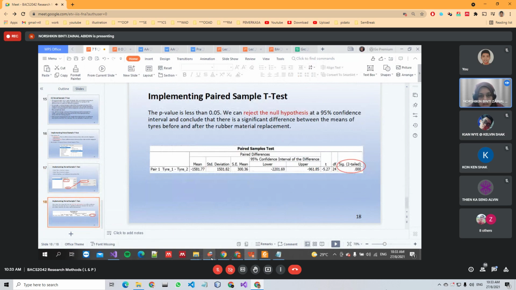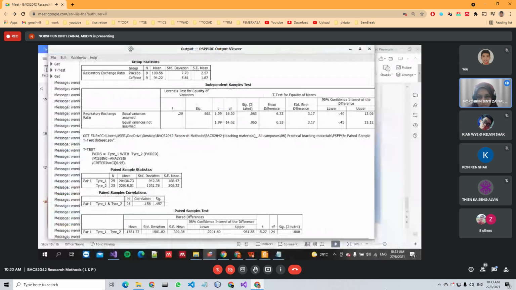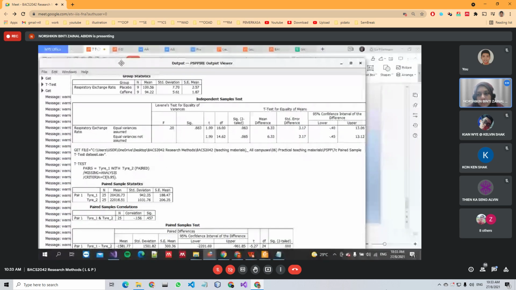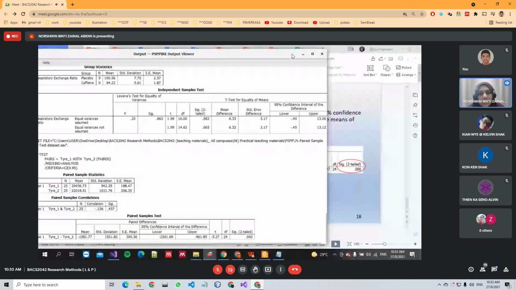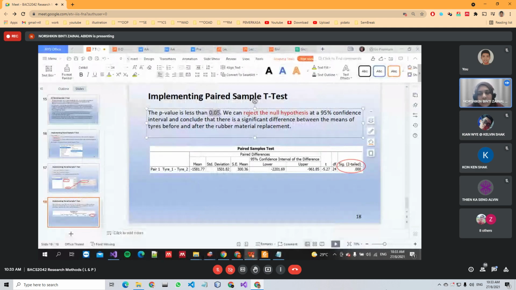Paired sample t-test. You will get 0.00. The significance total is 0.00. Same with this one, 0.00 and 0.00. So here the p-value is less than this one. So we can reject the null hypothesis at 95% confidence interval and conclude that there is a significant difference between the means of tires before and after the rubber material replacement.